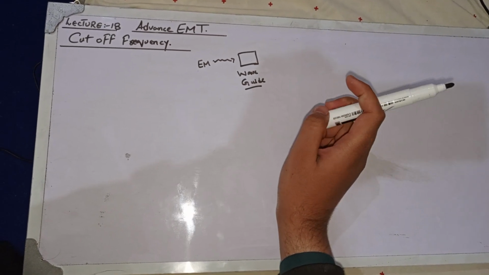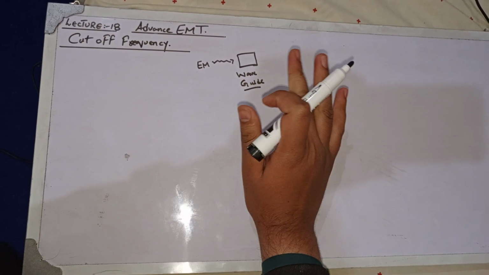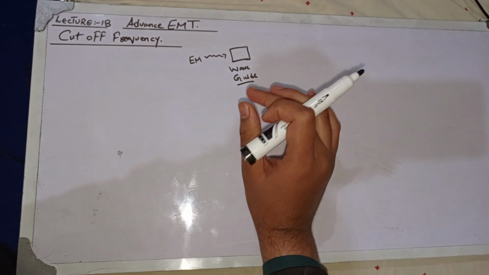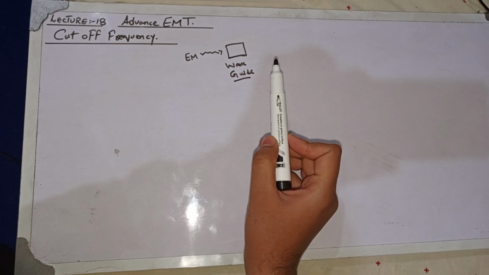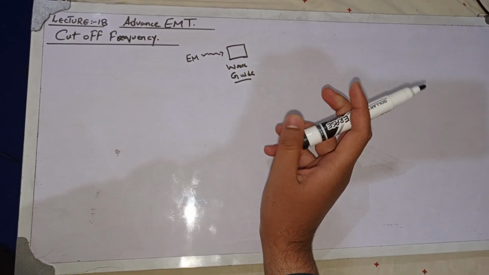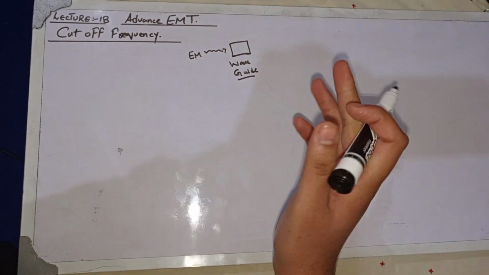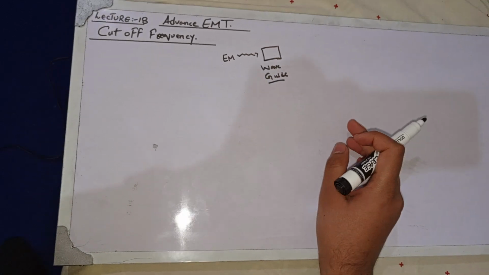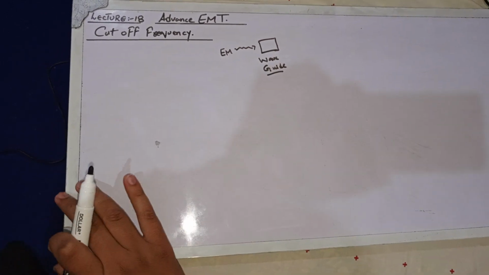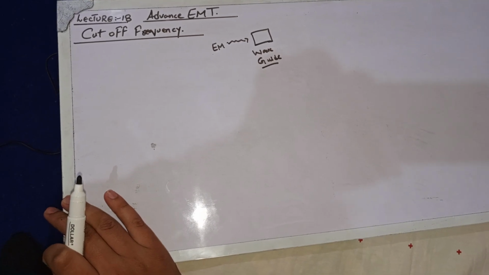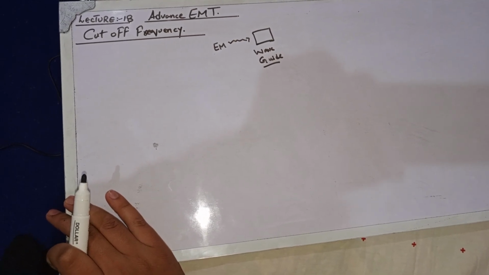Basically, this concept is particularly important in waveguide designs. There are many waveguide designs where the dimension of the waveguide determines the cutoff frequency for different modes. You know that there are different modes: TEM mode, TE mode, and the TM modes respectively. We have to find those.